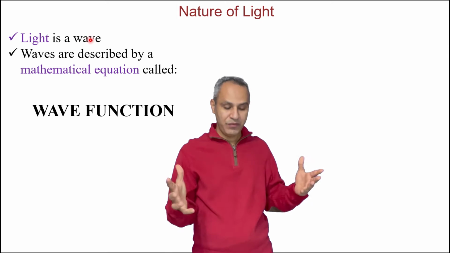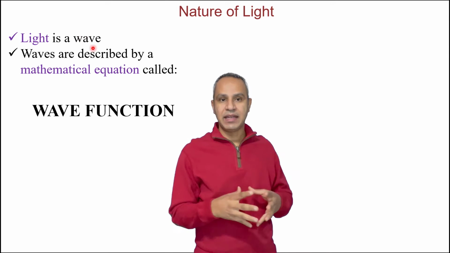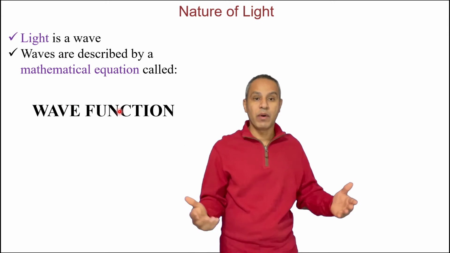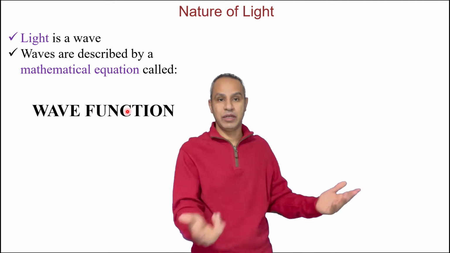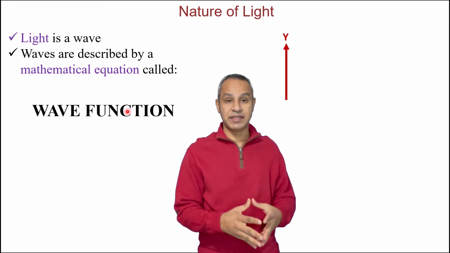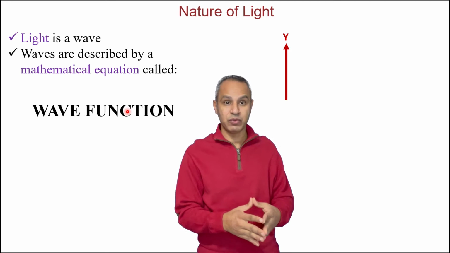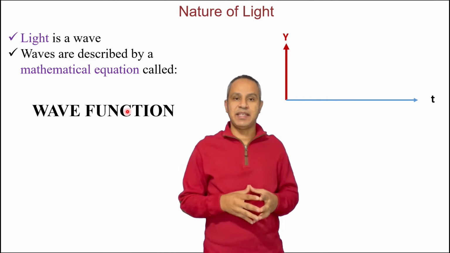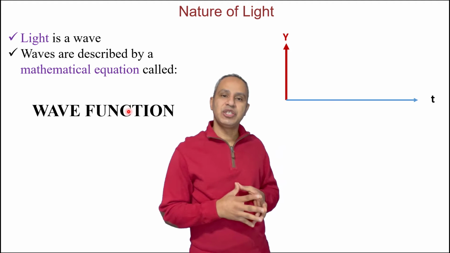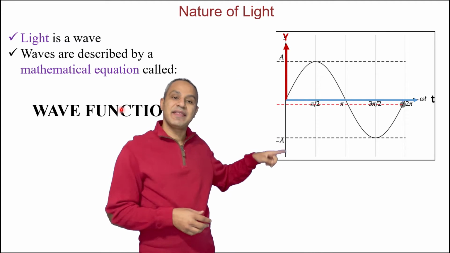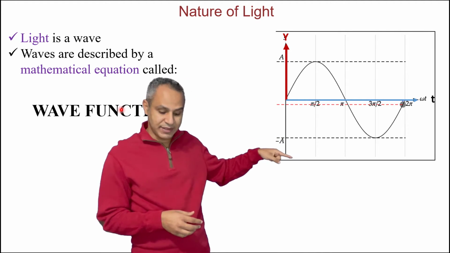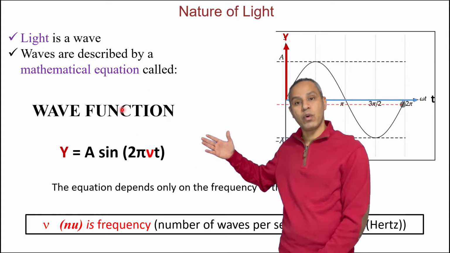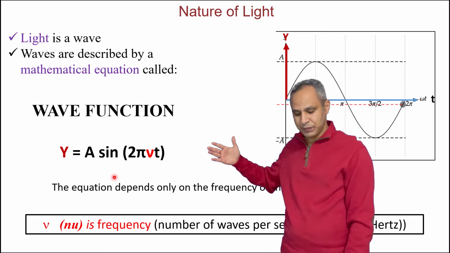So any light is a wave, and waves are mathematically described with an equation that is called a wave function. So we want to develop an equation that describes the motion of that wave. Any wave function describing a wave is simply a relationship between the displacement, which is the magnitude of the y-axis, versus time, which is the magnitude of the x-axis. So when you plot a relationship between the displacement and time, you see that the wave will follow a sine function, as you can see right here, which mathematically can be described as displacement y equals a constant, sine 2 pi nu t.